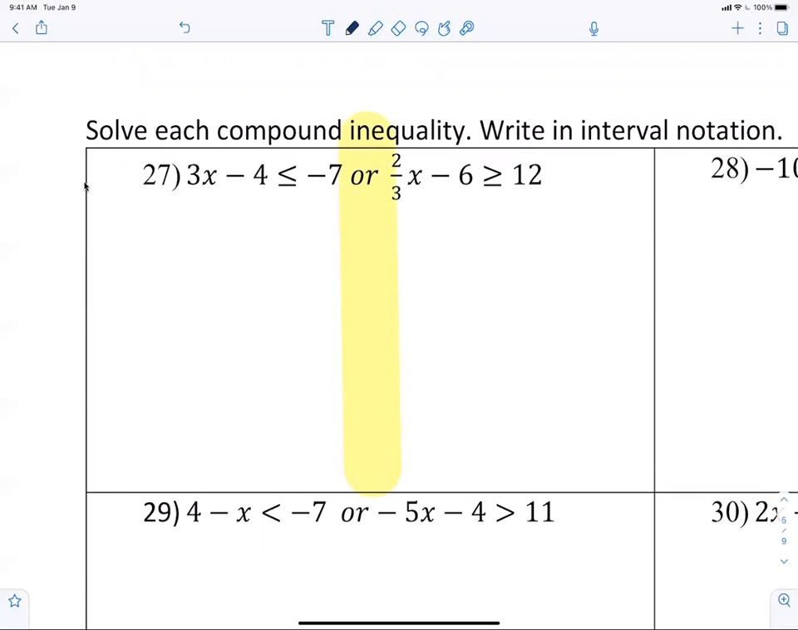Adding four makes it what? 3x is less than or equal to negative 3, right? Less than or equal to negative 1. Or, so now I have 2/3 x is greater than or equal to 18, right? Everybody okay with that? Now we're doing what? Multiply by the reciprocal.